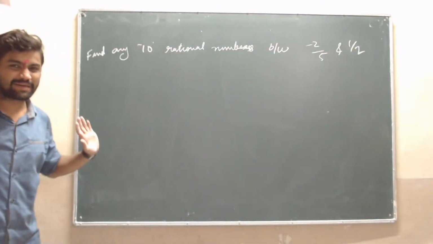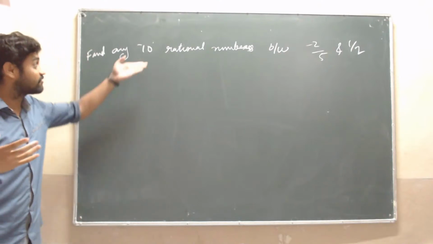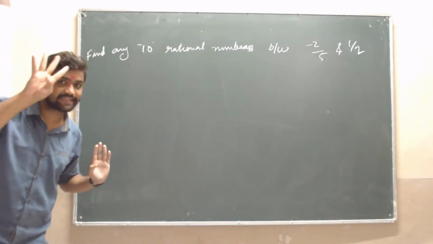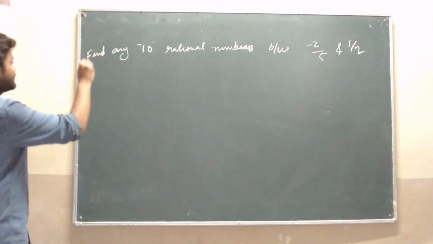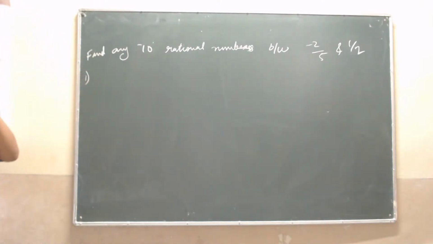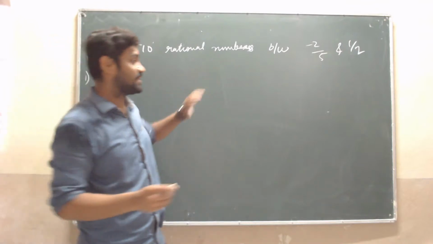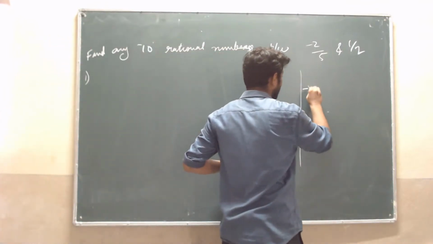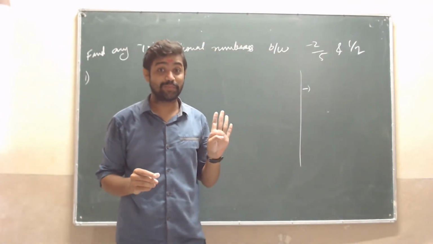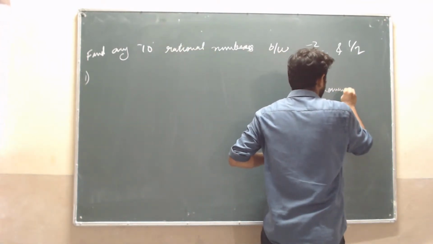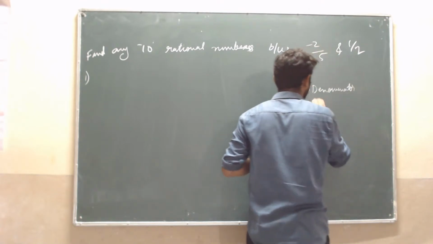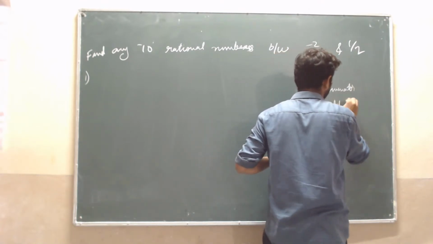Sir, let's do it by the first method, because the second method will take 4 hours to find 10 numbers, isn't it? That's why I will do this one by the first method. And what is the first method we have? Make sure, first step, that the denominator should be same.